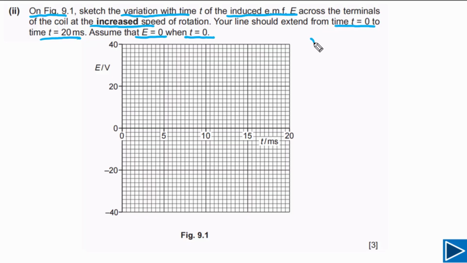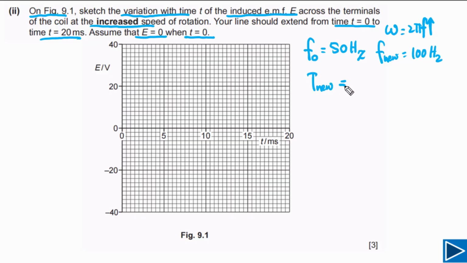For this question, it is given to us that the initial value of the frequency is equal to 50 Hertz. But the angular speed was doubled. Omega is equal to 2 pi f. We can also say this is angular frequency. Angular frequency was doubled, so it means frequency also doubles. So the new value of the frequency is equal to 100 Hertz. So we can find the new value of the time period. That will be equal to 1 over f new, and that will be equal to 10 milliseconds, since f new is equal to 100. So this is the new time period.